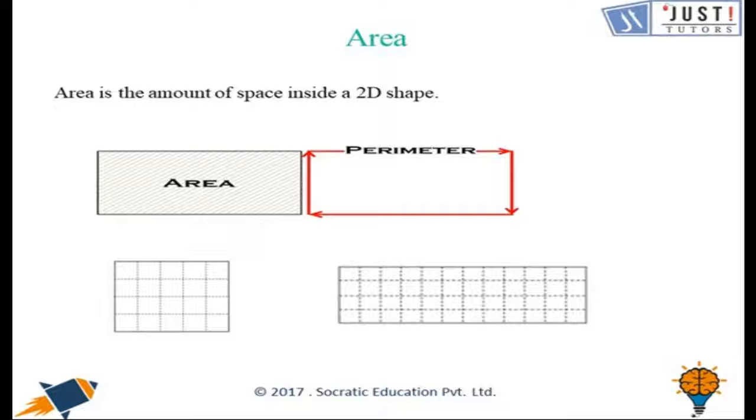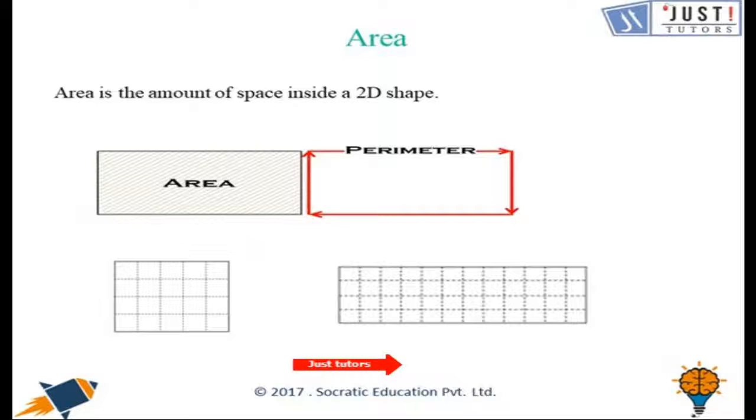Now let's try to understand the meaning of area. The basic definition is that area is the amount of space inside a 2D shape. We can relate area and perimeter. Perimeter is the boundary or the outside, and area is the amount of space we have inside a 2D shape. All the space inside the boundaries is called area.